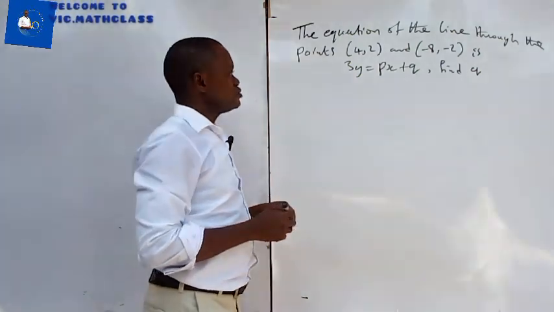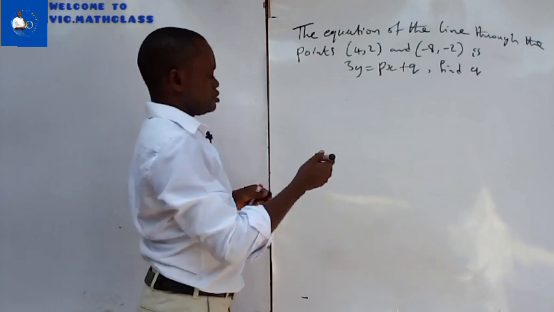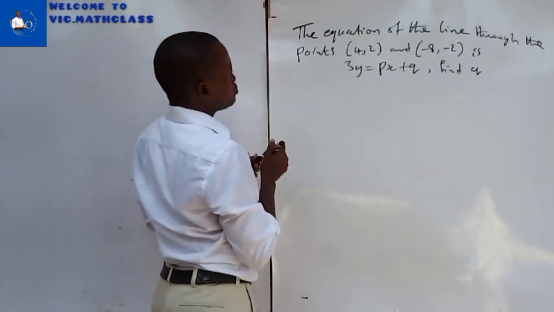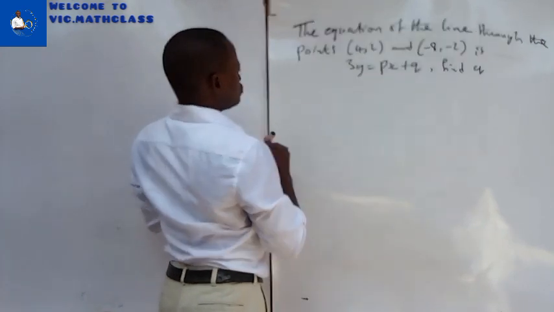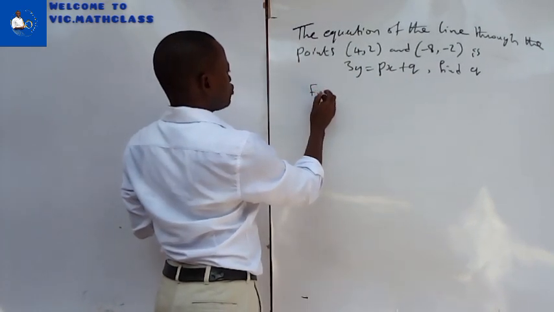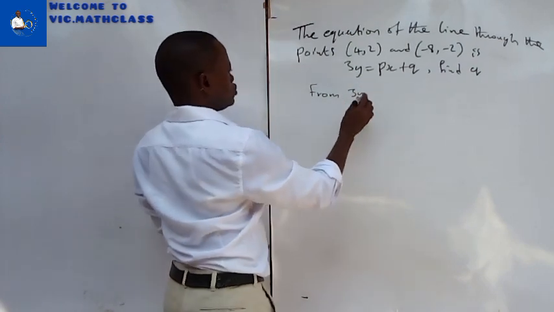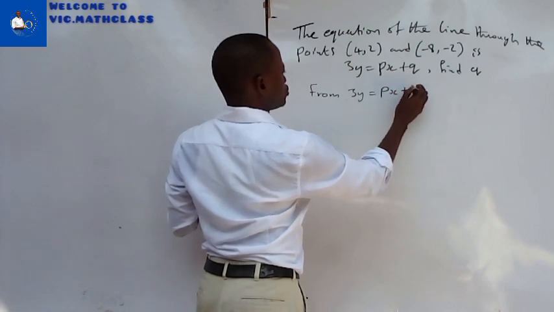All right, let's look at it. There can be other questions that can come up from something like this. How do we go about this? If you look at this equation, you started solving this question, you say from 3y equals px plus q.